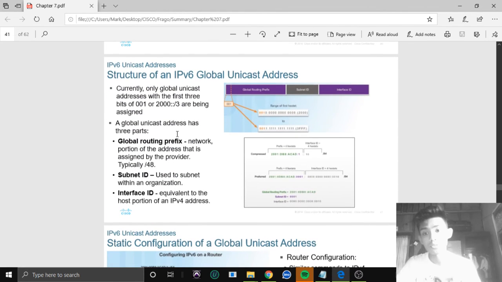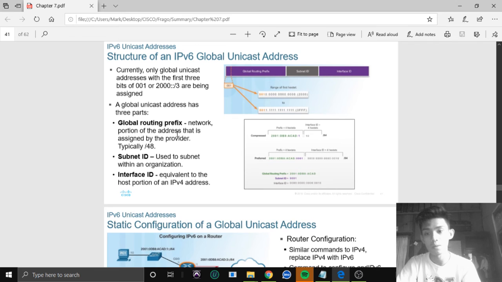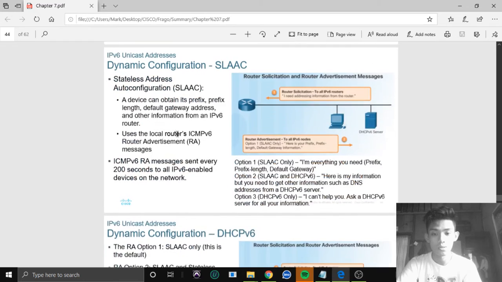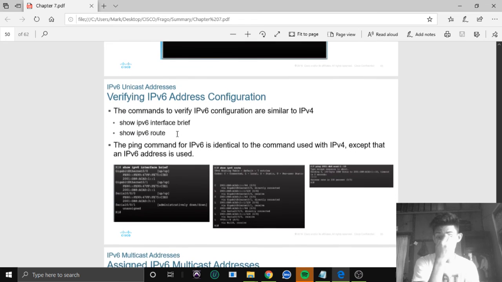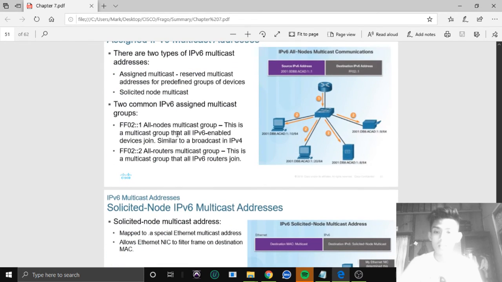So, the structure of an IPv6 global unicast address. We have the global routing prefix, the network portion of the address assigned by the provider, typically /48. We also have the subnet ID, used to subnet within an organization. And the interface ID is equivalent to the host portion of an IPv4 address. Then, verifying IPv6 address configuration.